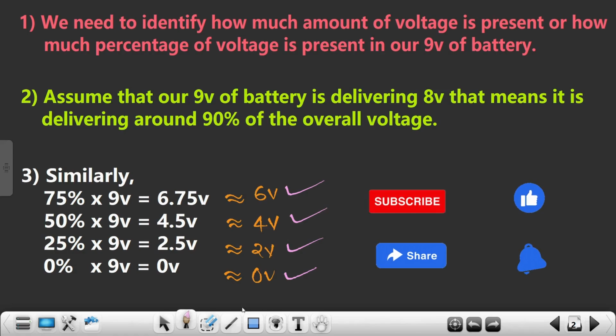So I just took a rough value, the integer value, rather than taking these decimal values. Okay, great. So now let's proceed further and decode how exactly we are going to design our circuit. What will be our logic to design this kind of circuit?